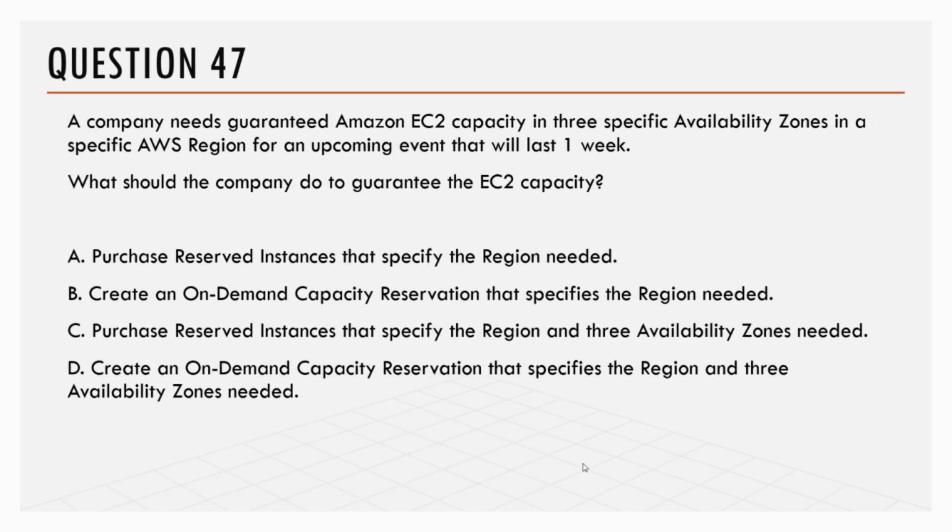A company needs guaranteed Amazon EC2 capacity in three specific availability zones in a specific AWS region for an upcoming event that will last 1 week. What should a company do to guarantee the EC2 capacity?